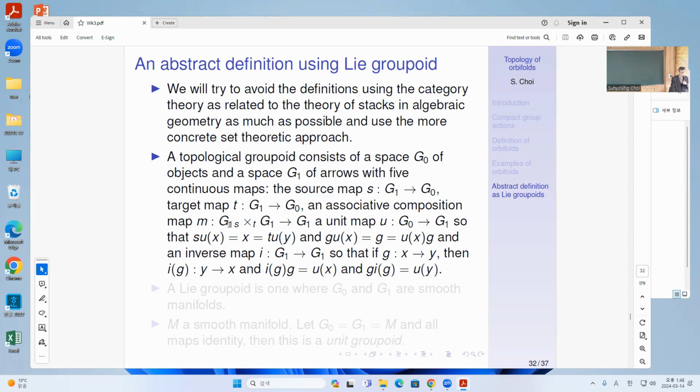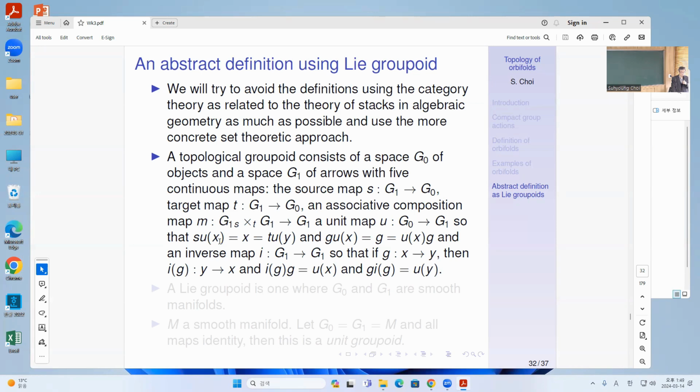Right. So this S times T means that if this arrow ends at some point, at the target, then the source of the second map has to be the same as that target, and then you can compose them to get an arrow in G1. So something starts from here and ends at G, and that has to be the source of Y. So you only multiply those. That's what it means.